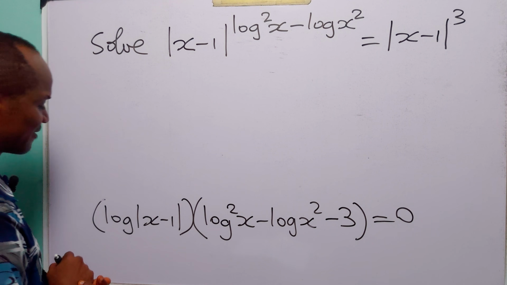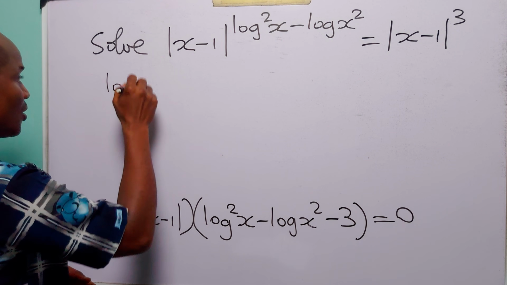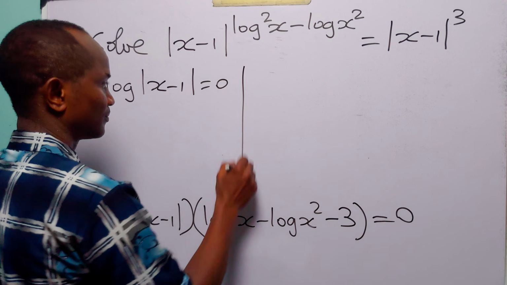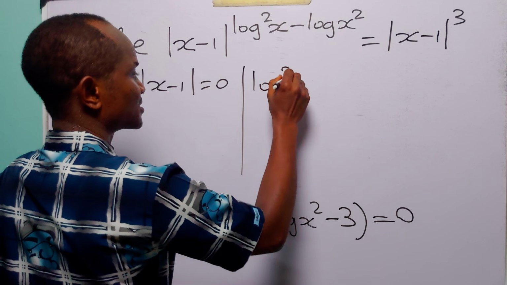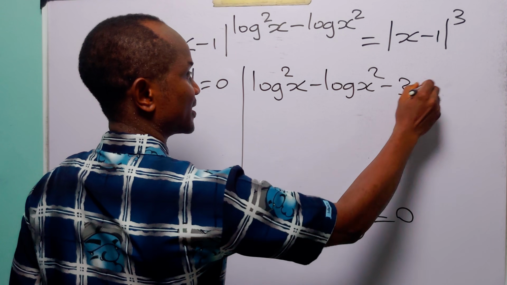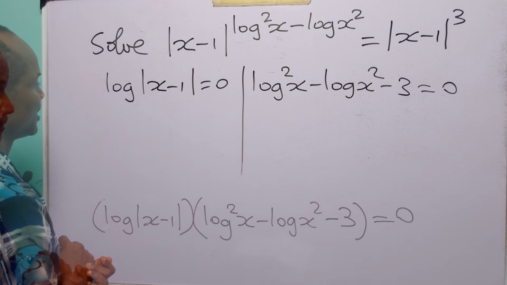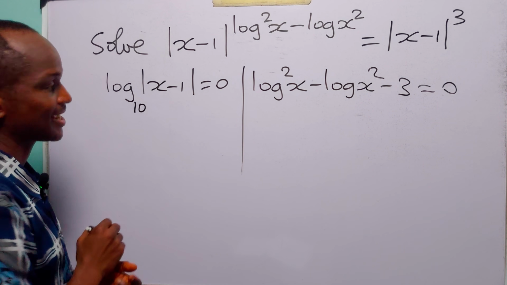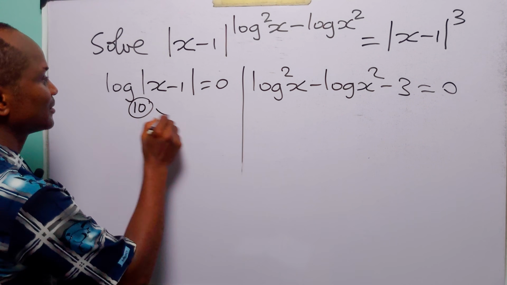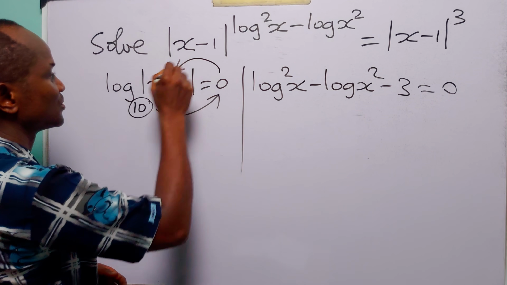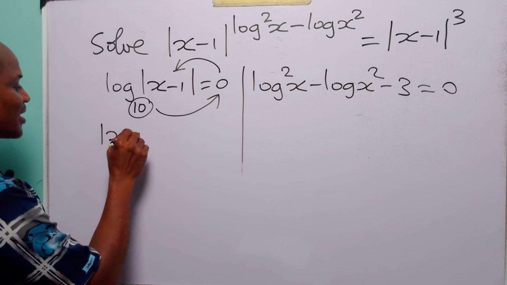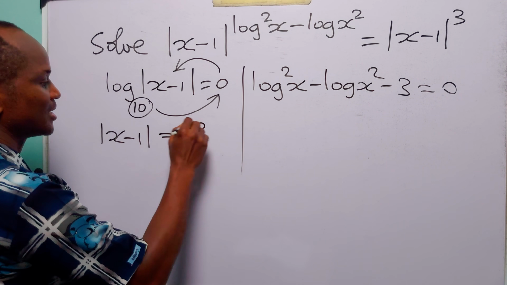So from this equation, we have that either log absolute value of x minus 1 is equal to 0 or log squared x minus log x squared minus 3 is equal to 0. Now remember that the base of this logarithm is 10. And remember that this logarithmic equation simply means that 10 to the power 0 is equal to the absolute value of x minus 1. So from here we have that the absolute value of x minus 1 is equal to 10 to the power 0.